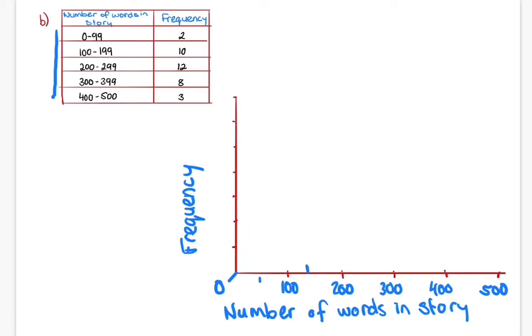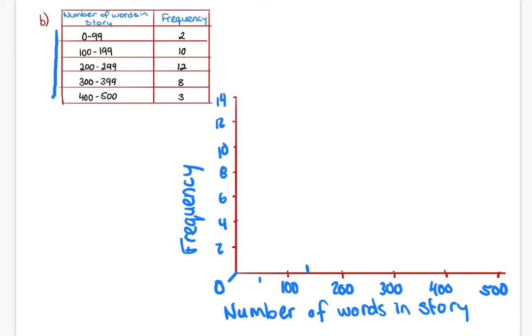Then up the side, I'm going to go up in 2s. So I'm going to go 2, 4, 6, 8, 10, 12, and 14. That is an 8, I promise. Now I'm going to draw my graph.